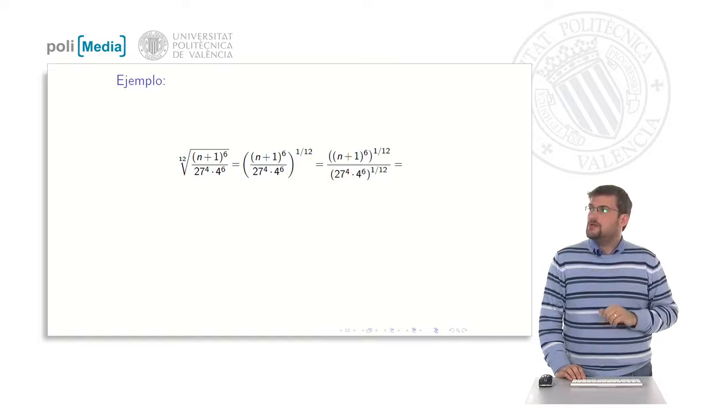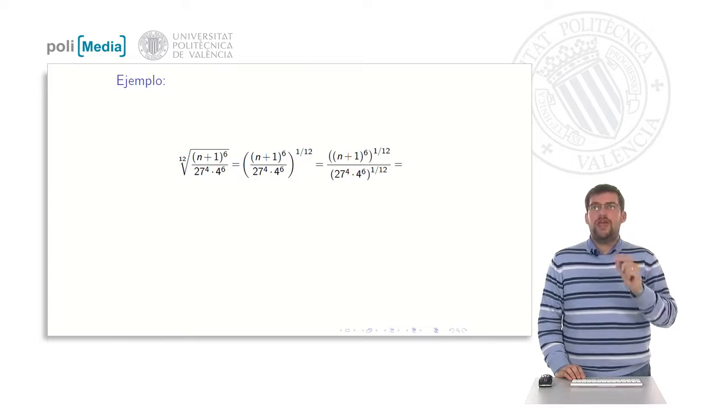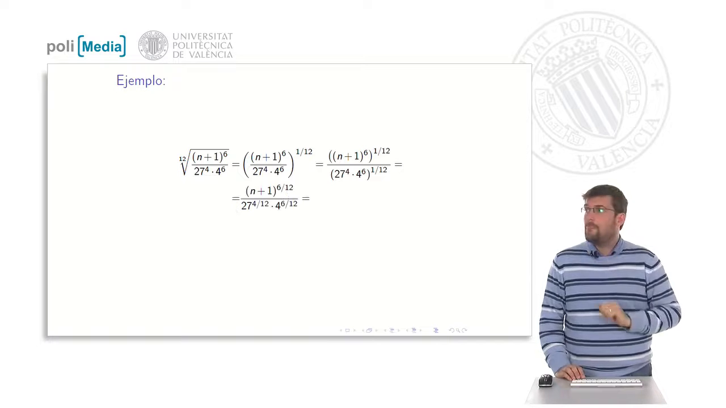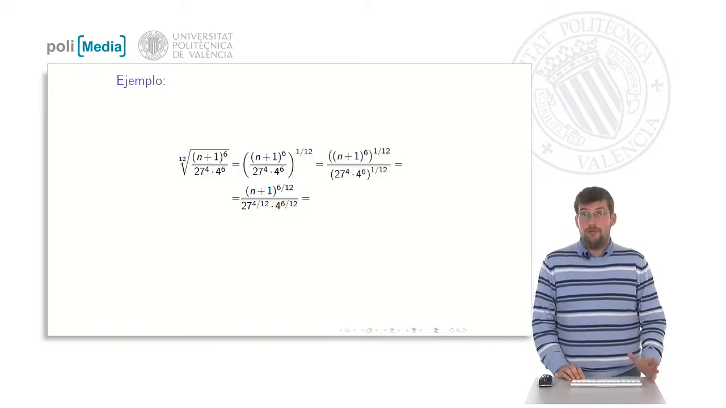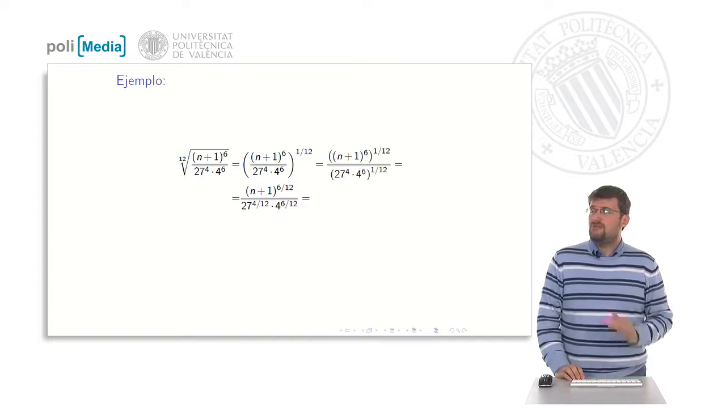Now at the top we have n plus 1, which is raised to 6 and then raised to 1/12. Since we have a base raised to a power and then raised to another power, the exponents are multiplied. And we get that the numerator would be n plus 1 raised to 6/12. In the same way, in the denominator we have done the same thing.